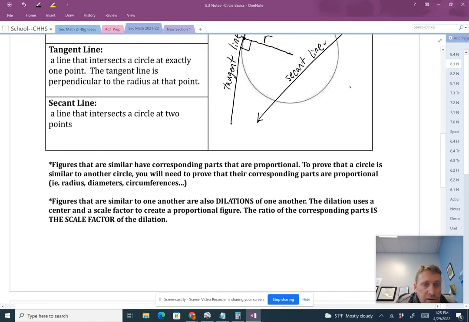Couple notes. Figures that are similar have corresponding parts that are proportional. To prove that a circle is similar to another circle, you will need to prove that their corresponding parts are proportional. For example, their radii, their diameters, their circumferences. Figures that are similar to one another are also dilations of one another. The dilation uses a center and a scale factor to create a proportional figure. The ratio of the corresponding parts is the scale factor of the dilation.